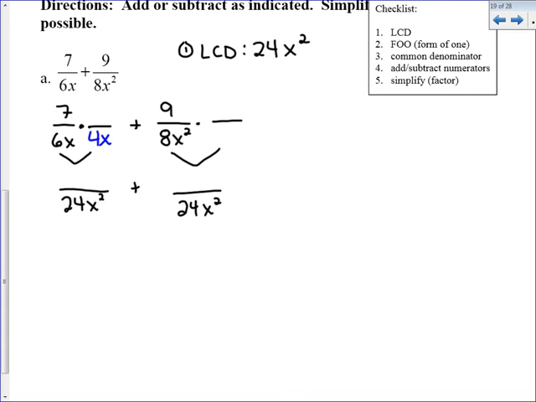Now, back to basic math. When I multiply the denominator by 4x, what do I have to do to the numerator? Multiply it by 4x. This right here in blue is, I abbreviate it FOO, a form of 1. Whenever we're working with expressions, you always have to multiply by a form of 1. So whatever we need to do to the denominator to get our common denominator, multiply the numerator by that same quantity. So we have 28x.